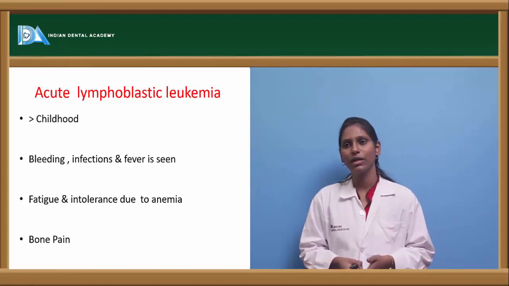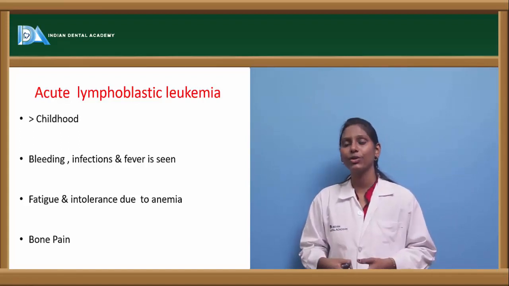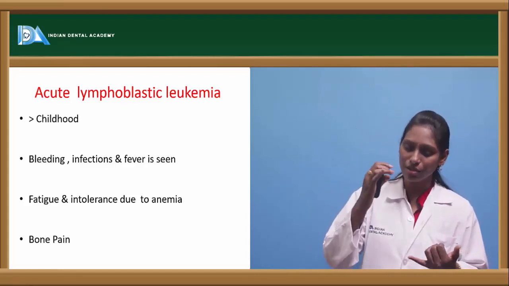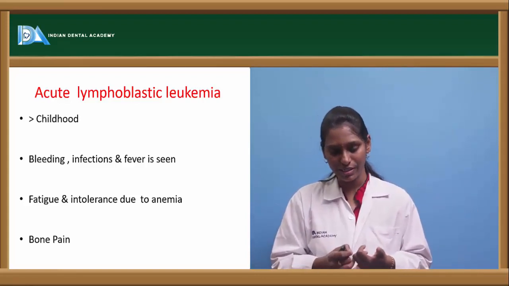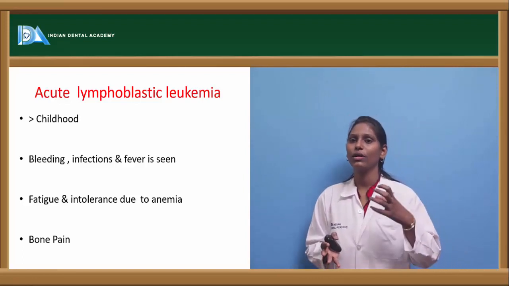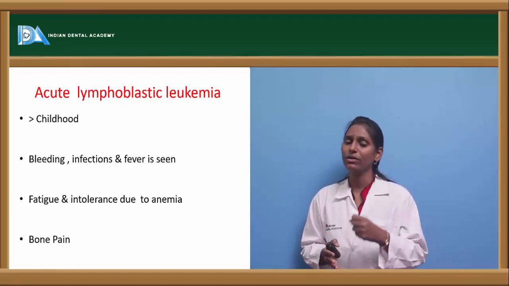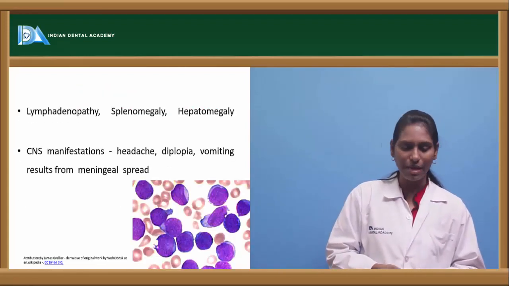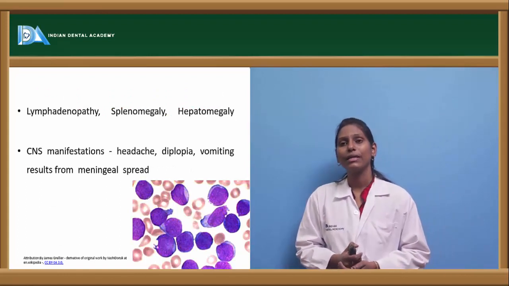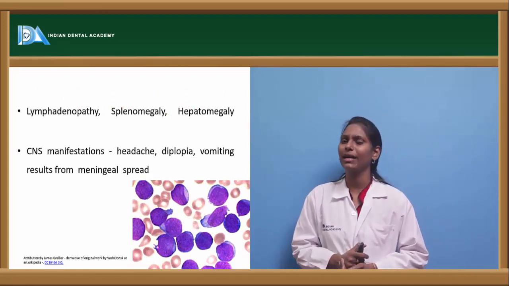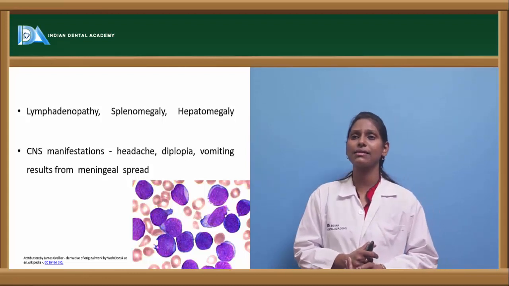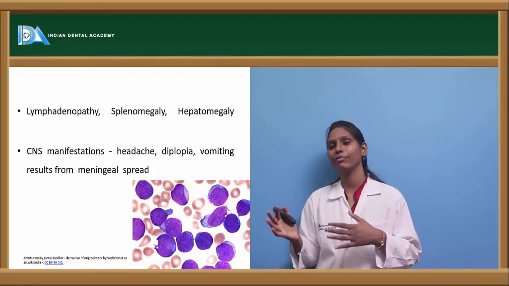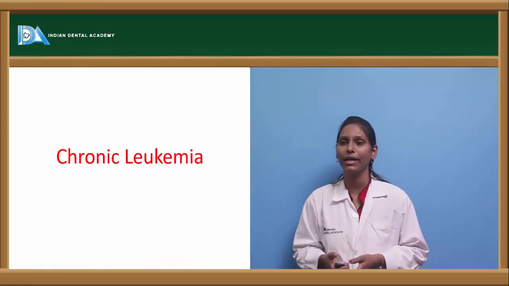Bone pain is also one of the most common features of acute lymphoblastic leukemia. This bone pain is because of the infiltration. It leads to infarcts and subperiosteal infiltrates. These leukemic cells will be invading into the bone marrow, leading to this condition. Acute bone pain is one of the most common features of acute lymphoblastic leukemia. Patients also exhibit lymphadenopathy, splenomegaly, hepatomegaly, and CNS manifestations can also be seen in these cases, like headache, diplopia, vomiting. This is because of the meningeal spread. Because of meningeal spread, we see conditions like headache, diplopia, and vomiting.